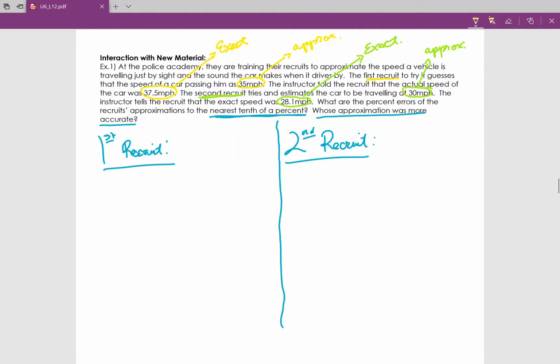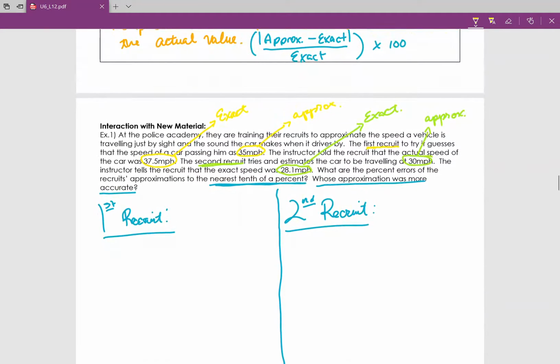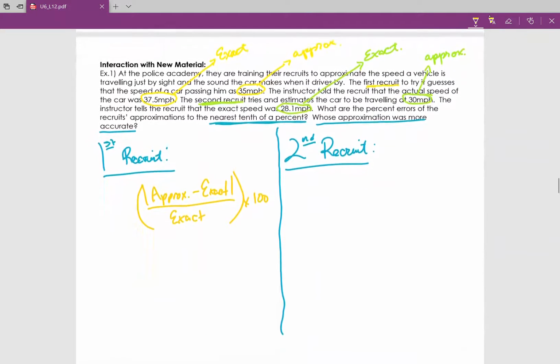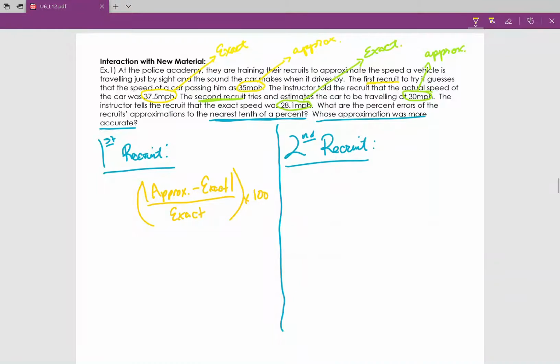Okay. So what's our formula again? Let's scroll up. It says we need to take the absolute value of the approximate minus the exact, all over the exact, times 100. So now that I have my formula, I can substitute. Let's take the approximate, which is 35, minus the exact, which is 37.5. Take the absolute value of that, all over 37.5.